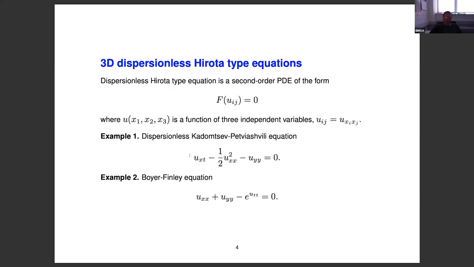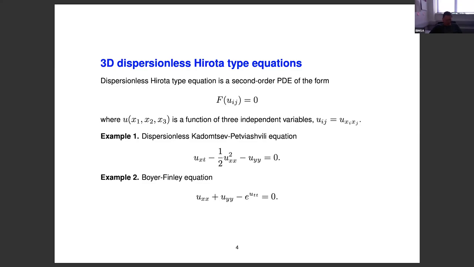One very well-known example is the dispersionless Kadomtsev-Petviashvili equation. So you see it involves u, a function of x, y, t. Sometimes I'm using x1, x2, x3. Sometimes I use x, y, t. So this is the equation. You see it depends on second order derivatives only. And it satisfies all integrability properties.